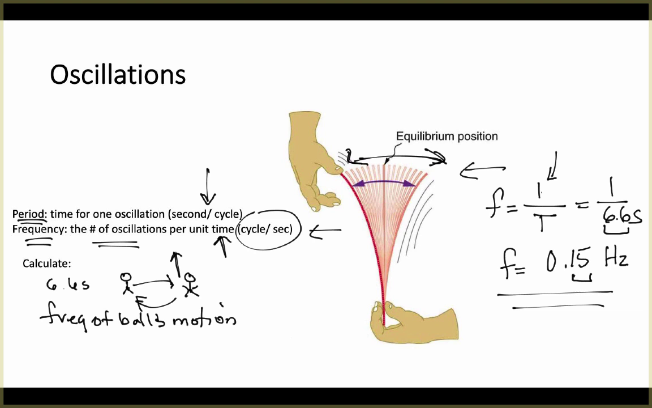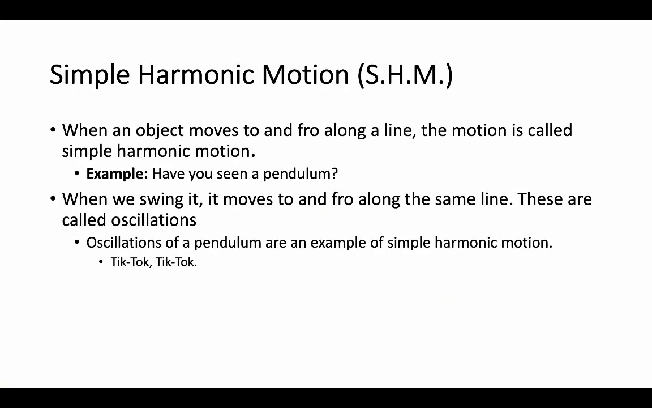Now, we're looking at parts of simple harmonic motion, which we shorthand as SHM. Simple harmonic motion is basically when an object moves to and fro along a line. The motion is called simple harmonic.